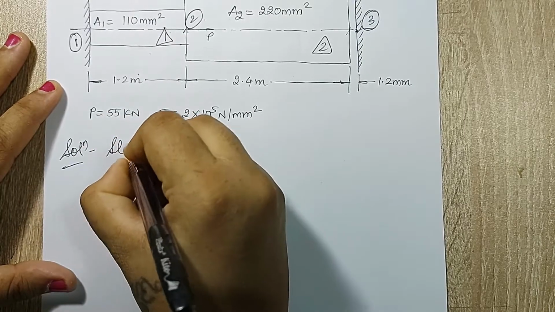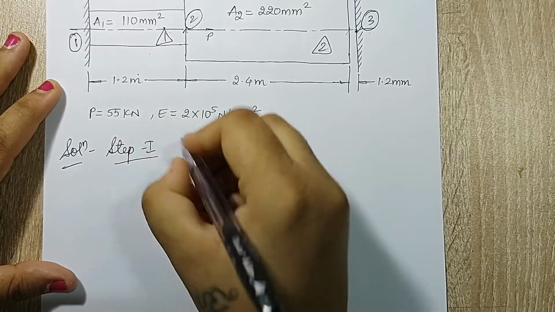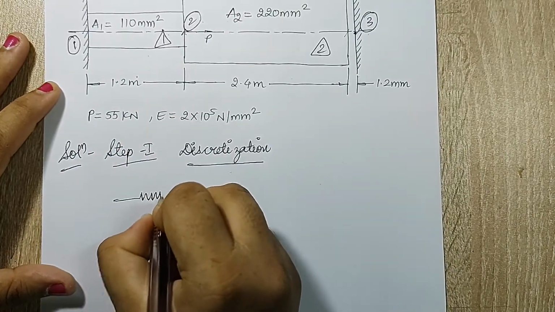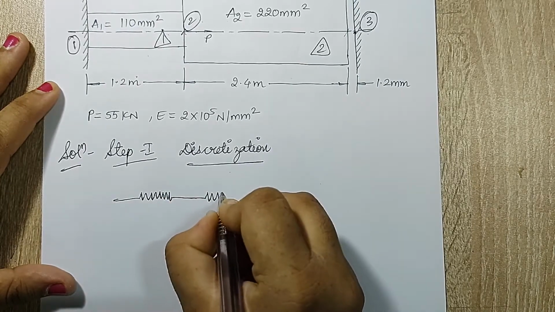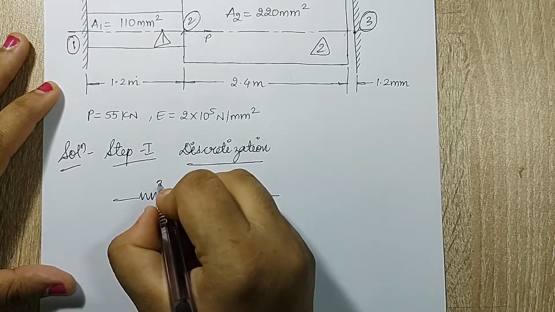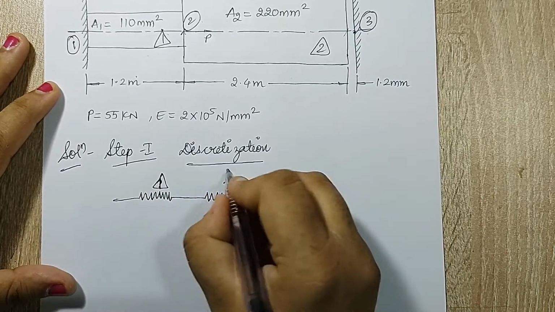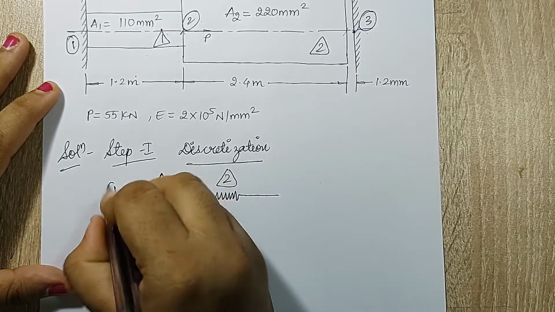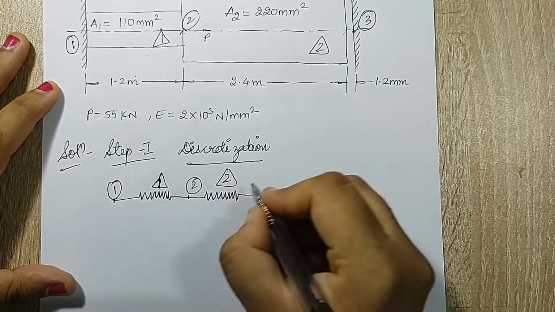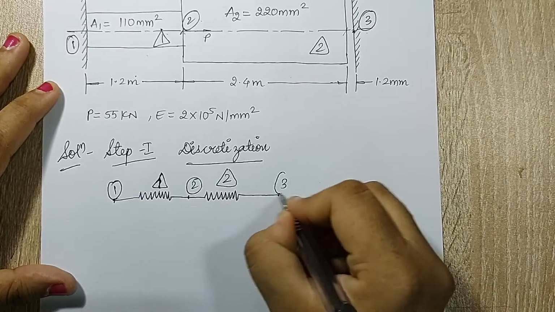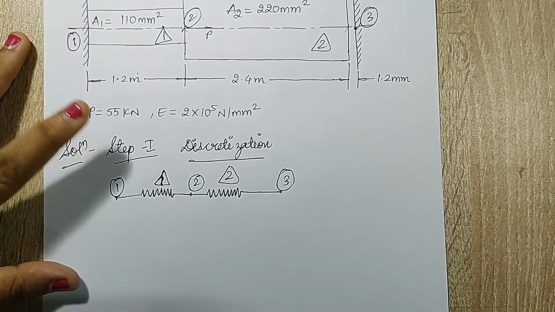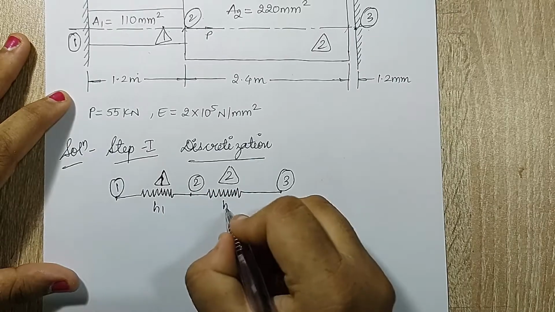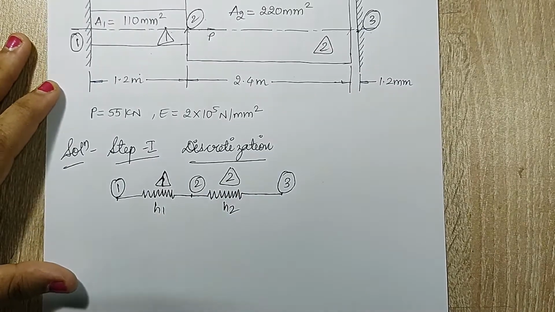I'll start with my step 1, which is the discretization diagram. So I have element 1, element 2. Element 1 is between node 1 and 2, element 2 is between node 2 and 3, and these two lengths are given. So this is H1 and this is H2 in case you want to mark it.